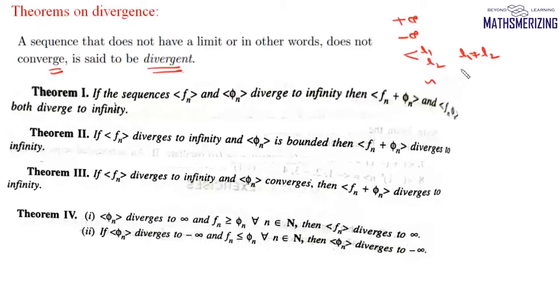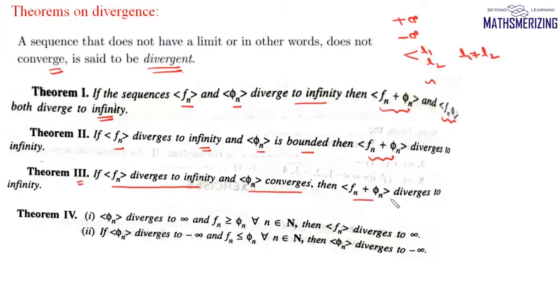Now there are some theorems on divergence, and the first one is: if the sequences fn and phi n diverge to infinity, then both fn plus phi n and fn into phi n diverge to infinity as well. Second theorem is if fn diverges to infinity and phi n is bounded, then fn plus phi n also diverges to infinity. Now third theorem is if fn diverges to infinity and phi n is a convergent sequence, then fn plus phi n also diverges to infinity.